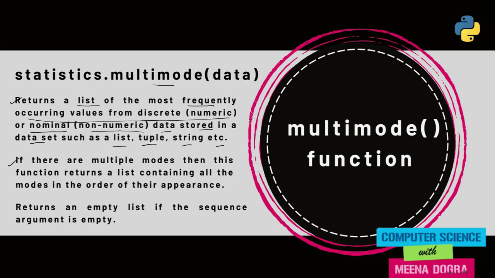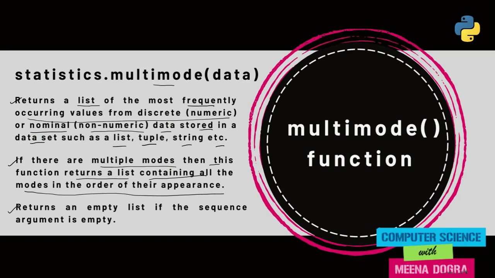If there is only one mode, then that will be returned inside a list. But if there are multiple modes, then this function will return a list containing all the modes in order of their appearance. So if your sequence contains multiple repeated values that are repeating the same number of times, then you will get all of them inside a list in the order of their appearance in the sequence.